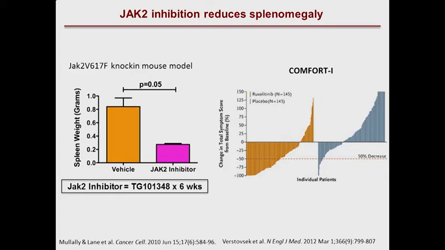This is the COMFORT trial, which compared ruxolitinib, which is the current only FDA-approved JAK inhibitor. It's approved for myelofibrosis and PV patients that are resistant to hydrea. And as you can see here, patients who are treated with ruxolitinib as compared with placebo develop significant reductions in splenomegaly. These occur early and are generally sustained and occur in the majority of patients.